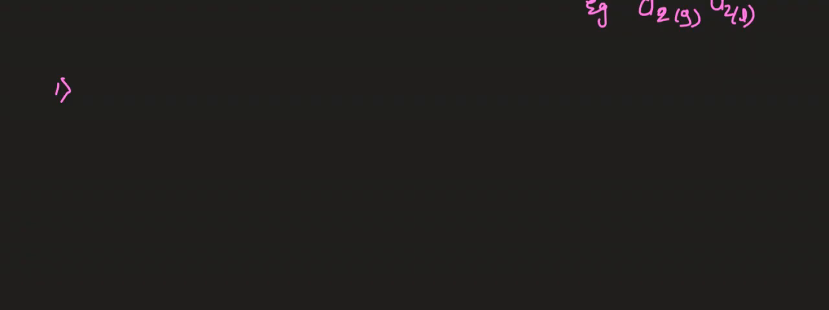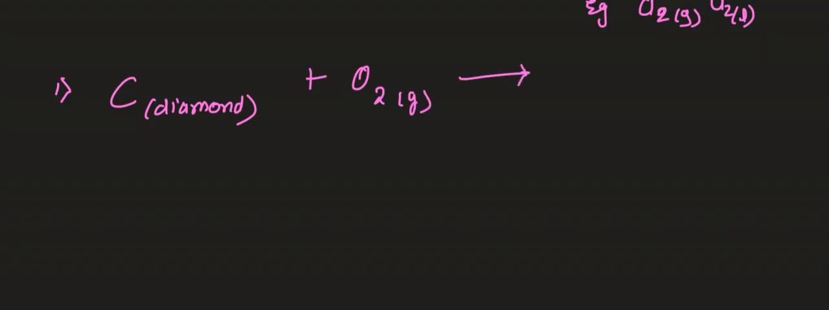Okay, let us take a few examples here. Right, so the first example: carbon in diamond form reacts with oxygen, which is in gas form, and gives rise to what? Carbon dioxide, gas form.